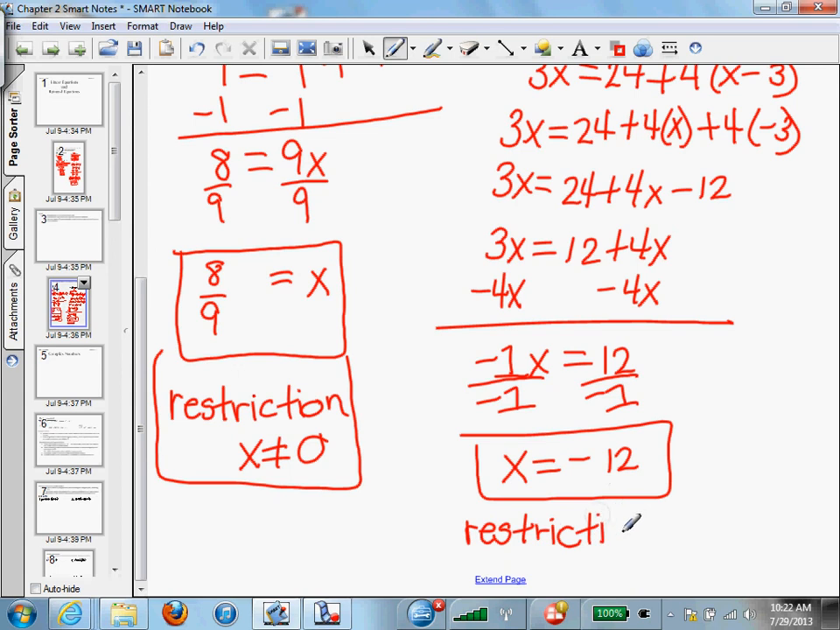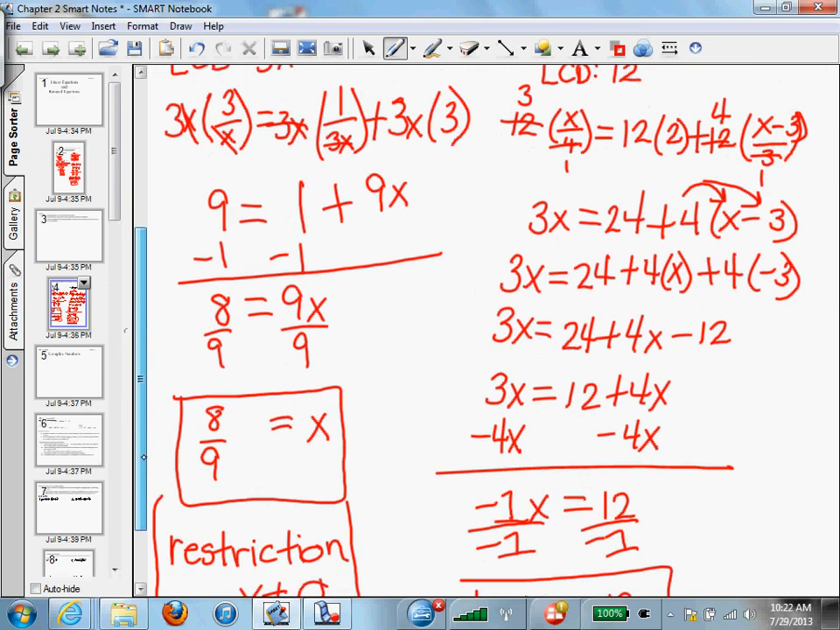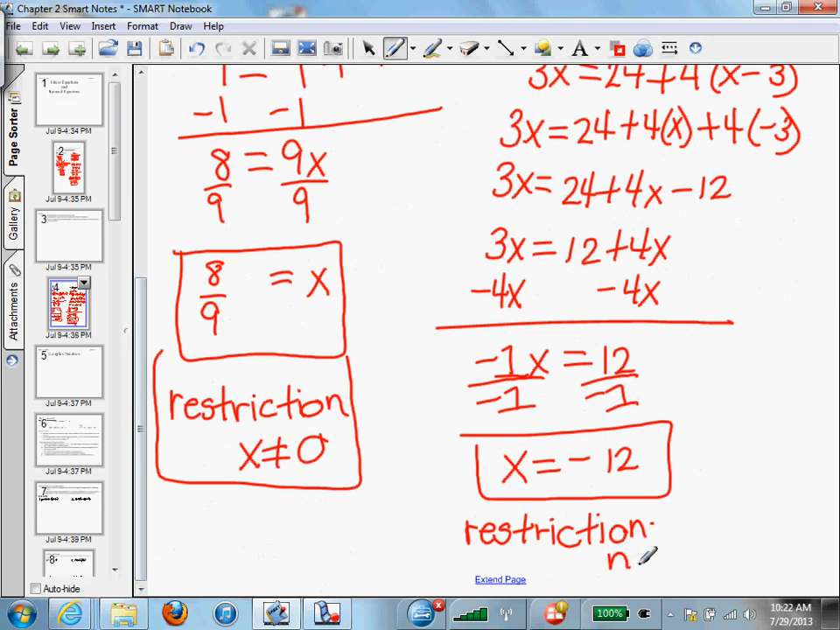So what number would make the denominator go to 0? We have 4, 1, and 3, so there's nothing we could plug in for x to make the denominators go to 0, so the restrictions were none. So it didn't matter what we got for x, it would still make the denominators equal anything but 0. So our solution for x works within the restrictions.